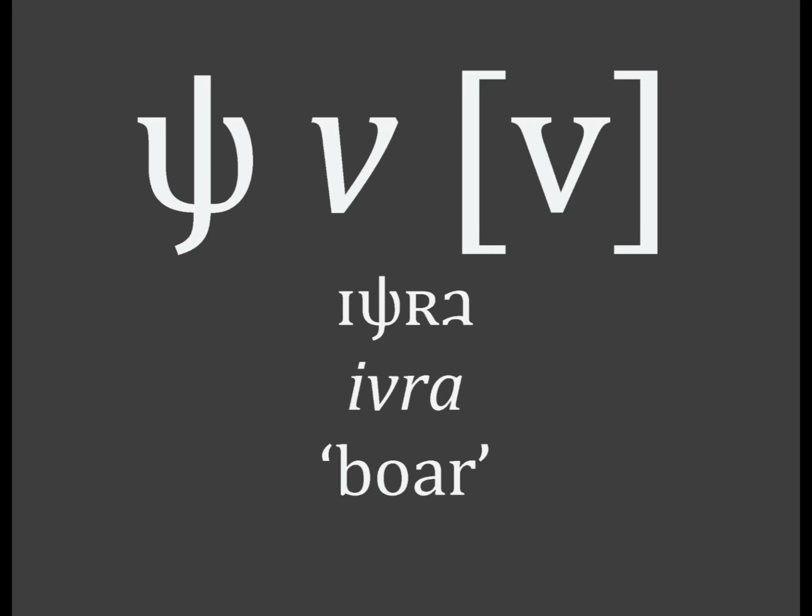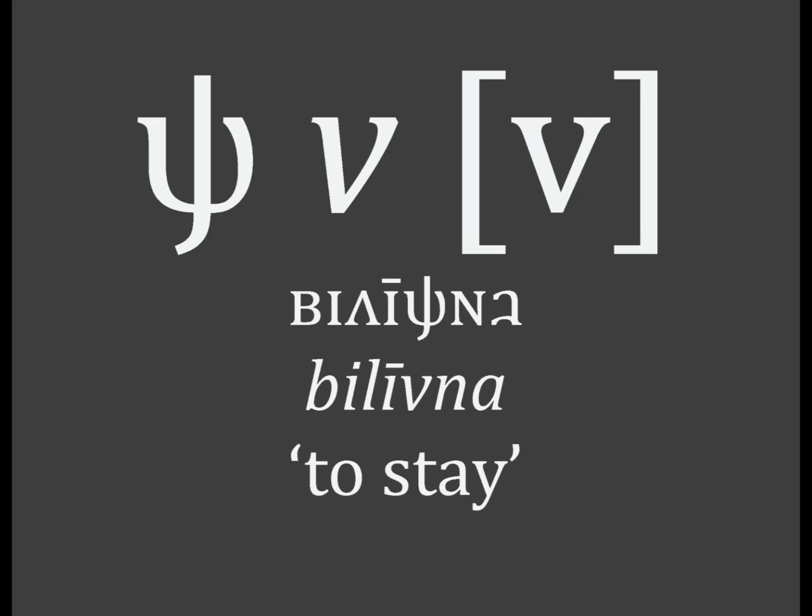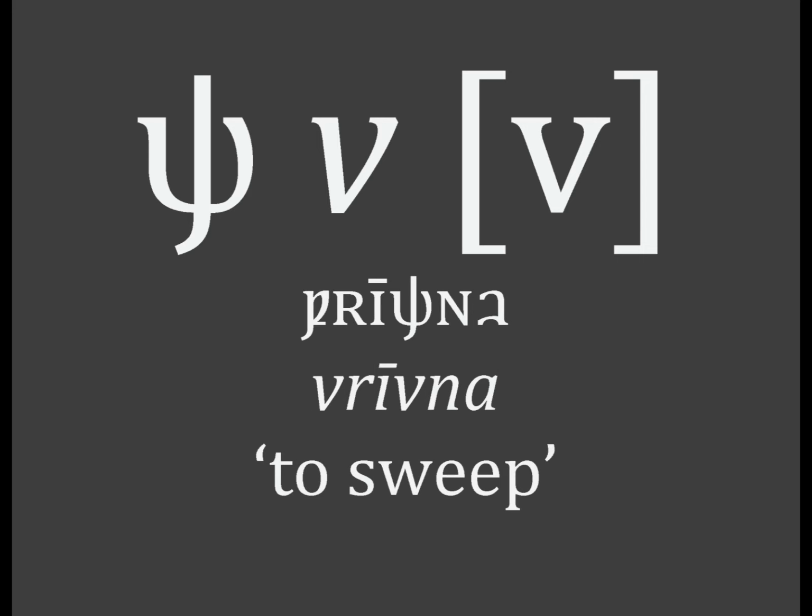Evra means wild boar. It represents the voiced labiodental fricative, like the V in vivisection. It is transliterated by the letter V. It never occurs at the beginning or end of a word. The sound occurs at the beginning of words before a liquid, but although it is still transliterated as V in this case, in the Valthungian alphabet, the letter Runia is actually used in this position. Avra, very. Belivna, to remain. But you can see the Valthungian letters are different in the word vrivna, to sweep.